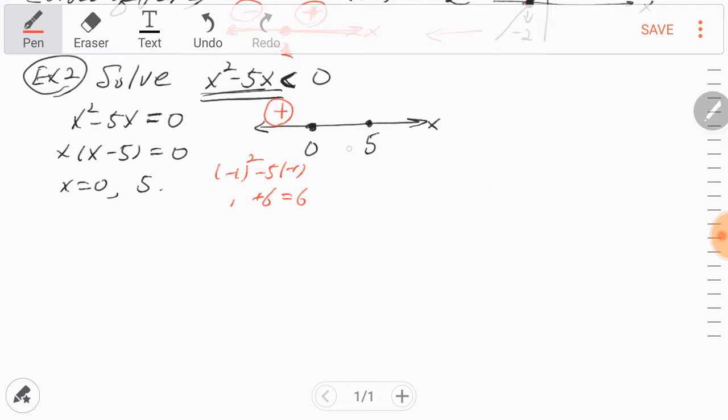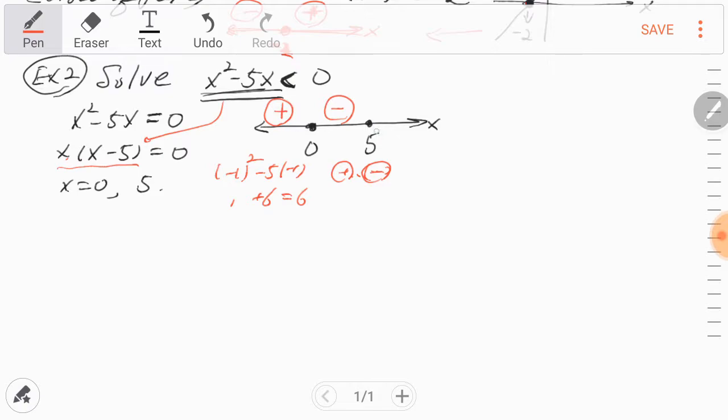If x is between 0 and 5, this is equal to x times x minus 5. So between 0 and 5, why don't we select x equals 1? Then 1 times 1 minus 5. So 1 is positive, and 1 minus 5 is negative, right? So positive times negative is negative.